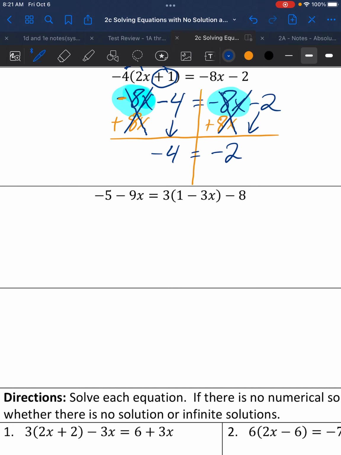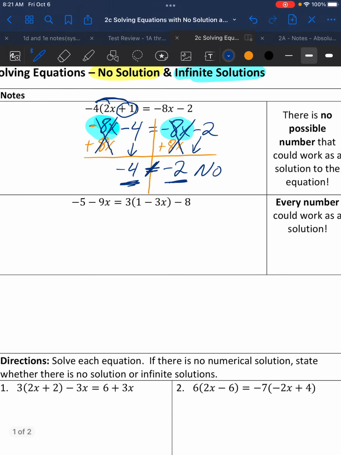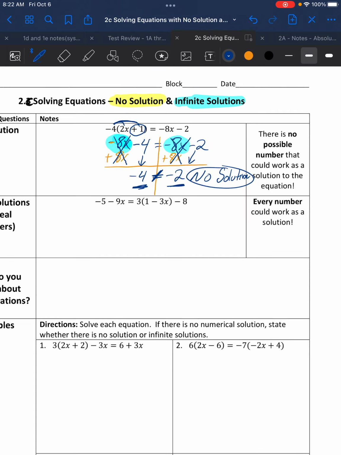Now in this case, let's look at what we have left. There's no x's left, so that's going to be a special case. Does negative 4 equal negative 2? No, it does not. So we do a little line like that says not equal to. And those are not equal, so that'd be a no solution. So on the right here, there is no possible number that could work as a solution to the equation.